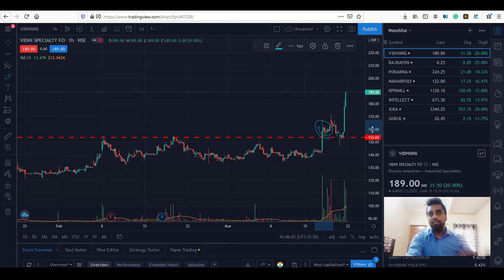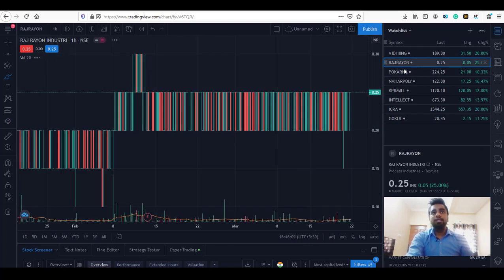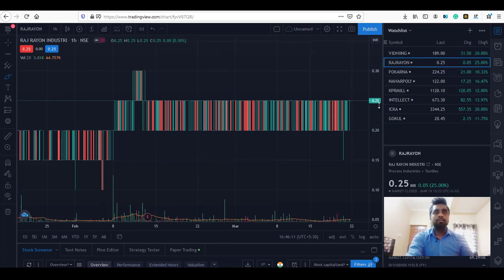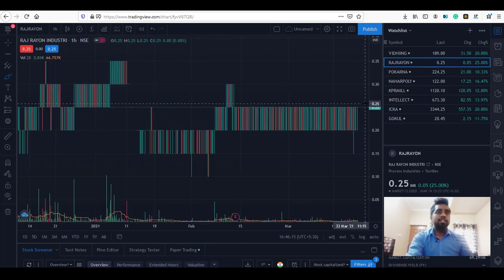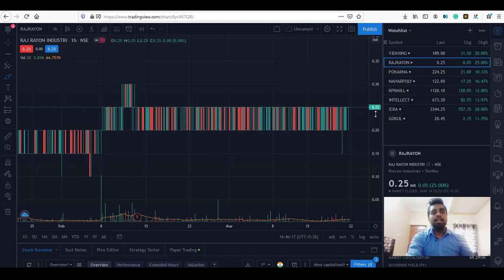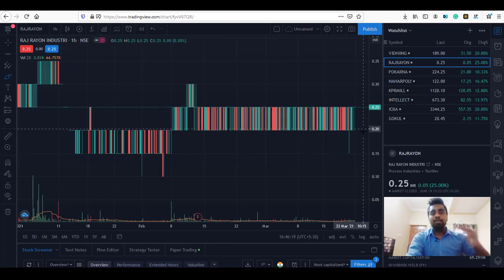Which chart has a fresh start? That is the one I'm looking to enter. So the first stock was rejected. I'm going to the second one, which is Raja Yoni. On the second chart, you can see there is not much volatility. The candles are really flat. Again, I cannot trade this because the candles are very flat and there is not much volatility.